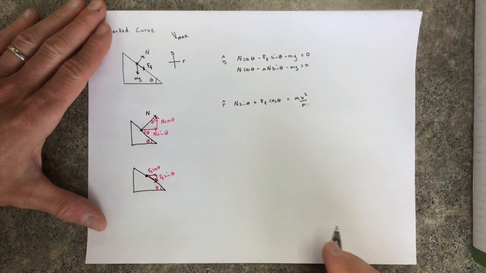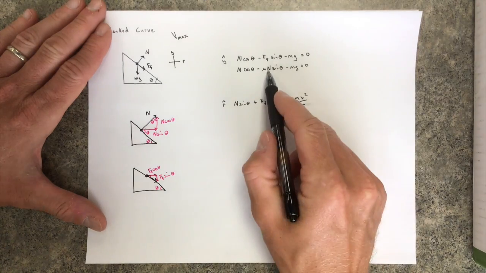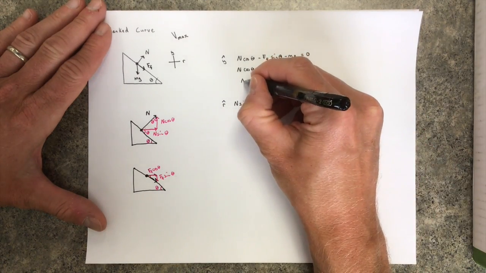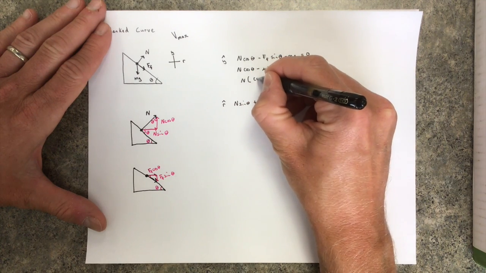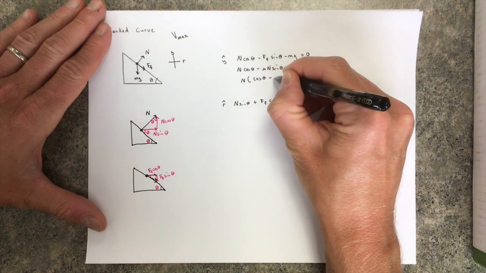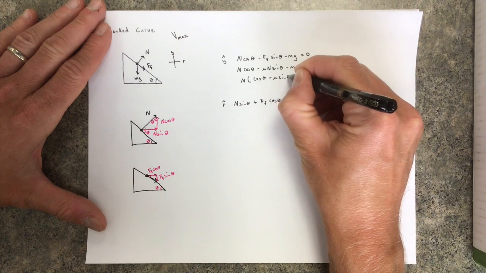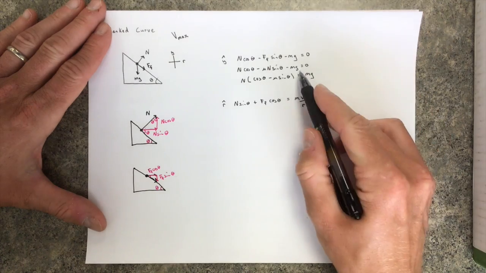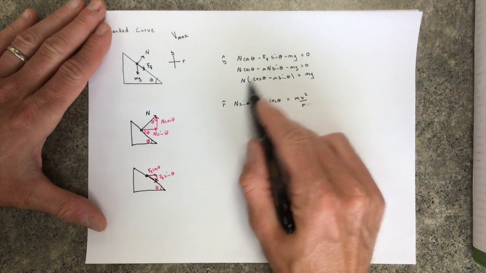Okay, and I'm going to do a couple steps at once to save me some time. I'm going to factor out this normal force. You know what? I won't skip any steps. So that's cosine. Now, I am going to skip one step. I'm going to move the mg over. So I moved over the mg and I factored out the normal force.